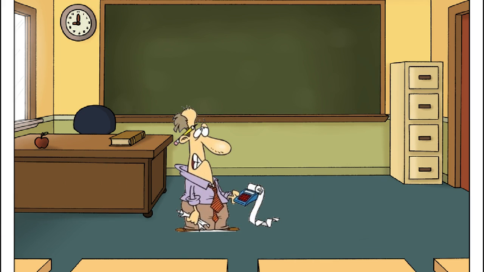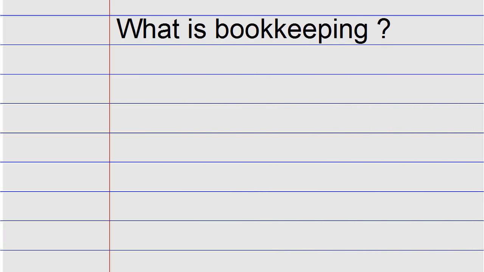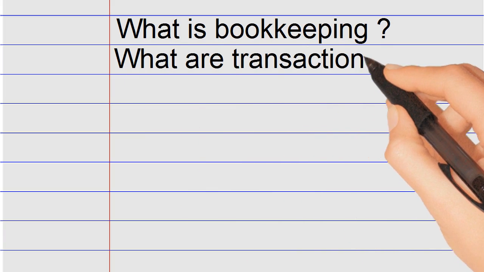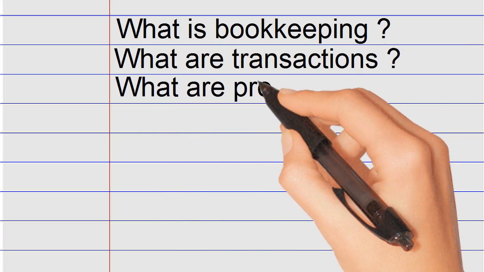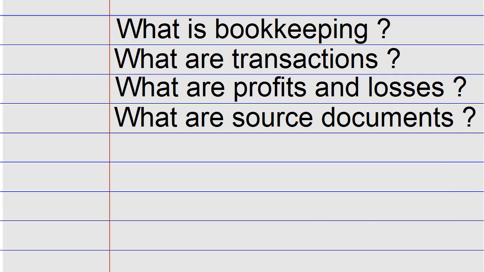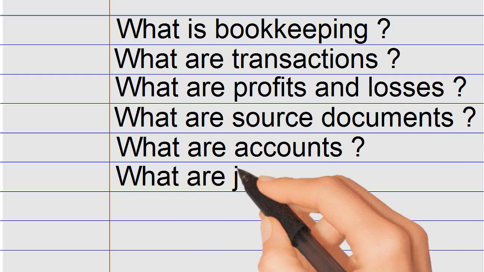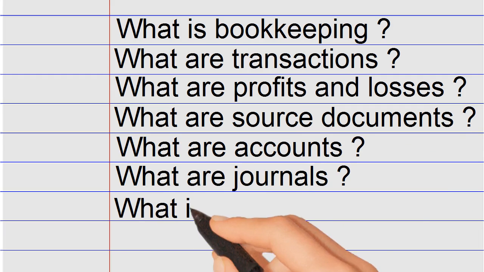Let's summarize the questions we discussed and answered. Okay, I learned quite a bit. What is bookkeeping? What are transactions? What are profits and losses? What are source documents? What are accounts? What are journals? What is a general ledger?